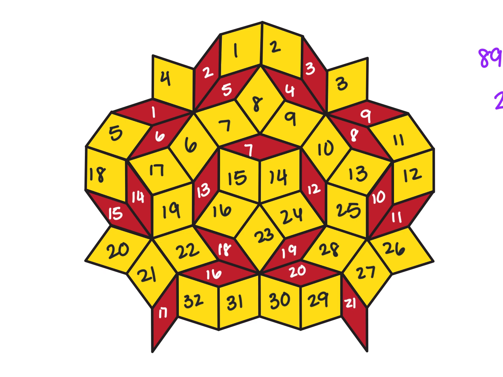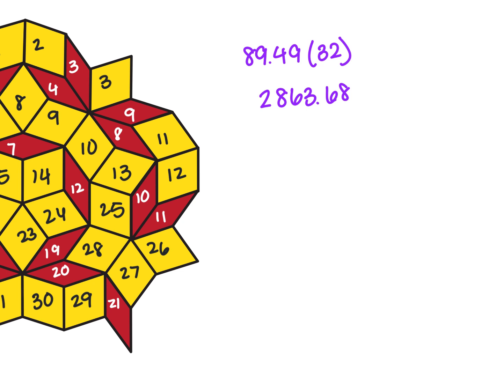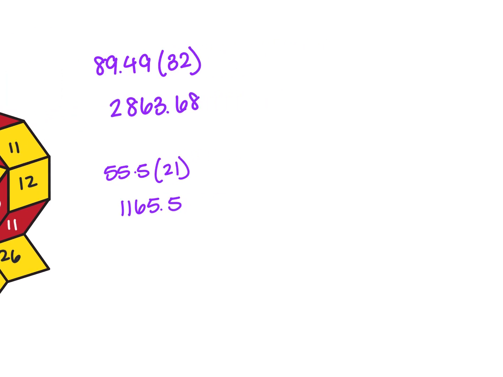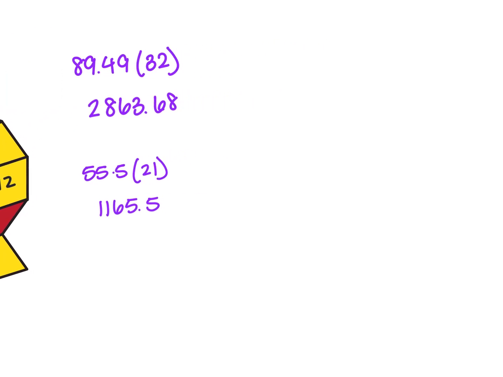All right, there are 21 for my red, so same thing. I'm gonna go ahead and take 55.5 times 21. I'm gonna get 1,165.5, and then all you have to do is add both of them. So if you add it correctly, your answer is going to be for the area of the pattern, 4,029.18 is your answer.